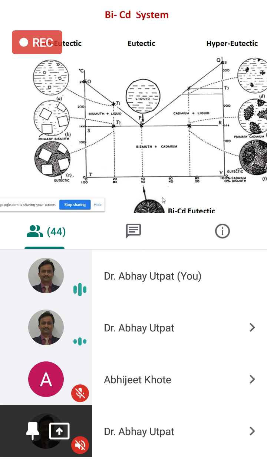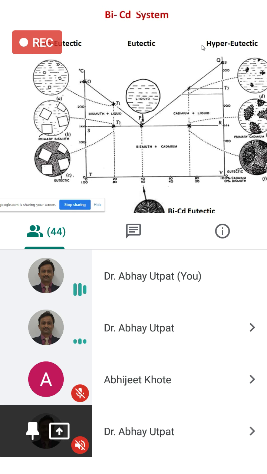Now go to the right hand side. Now my cursor is at the hypereutectic alloy. So we have studied three alloys here. In case of the isomorphous system, from left to right, there was only one alloy, because all nickel is soluble in all copper. But here, there are three different types of solidification behavior.